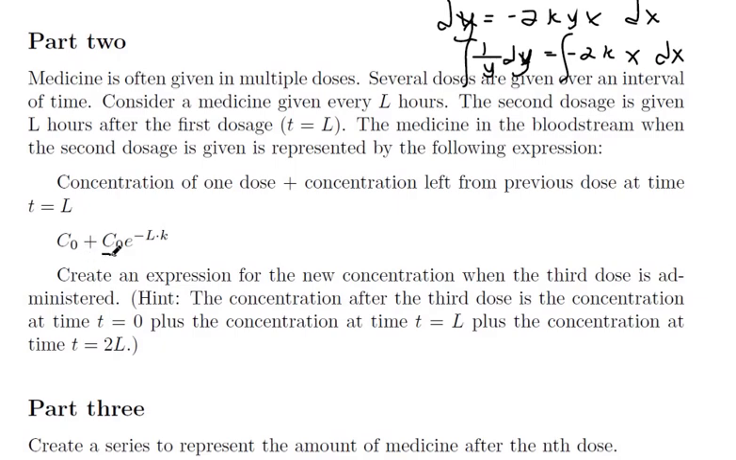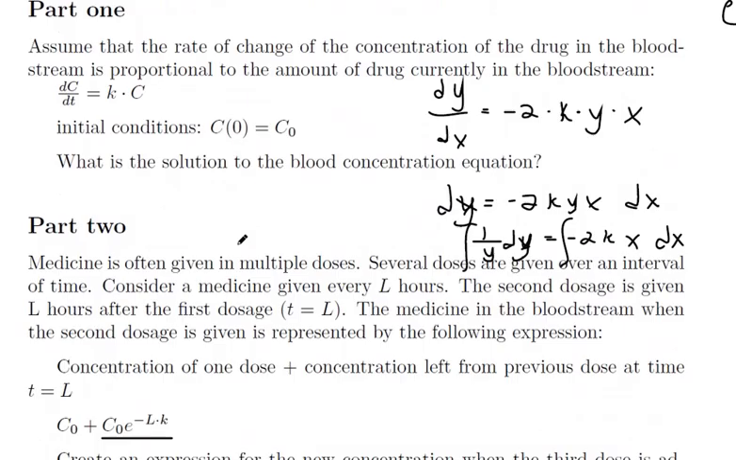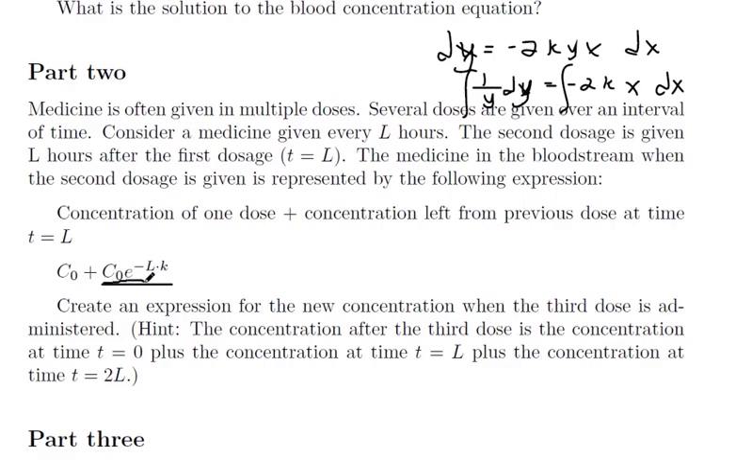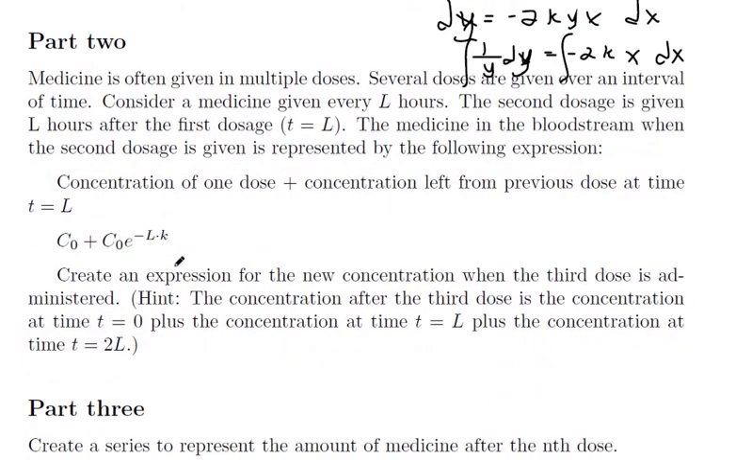Then plus whatever was left over after that previous dose. So this is L hours ago, so it's decreased at an exponential rate. And this you'll see looks really similar to your solution in part 1. Okay. So for part 2, your goal is to create an expression for when the third dose happens. Here's the first dose. I'll start you off. Here's the second dose. And so what are you going to write for the third dose?